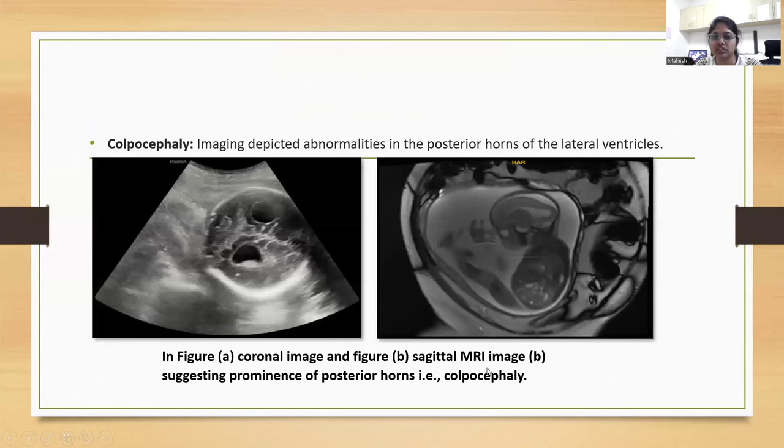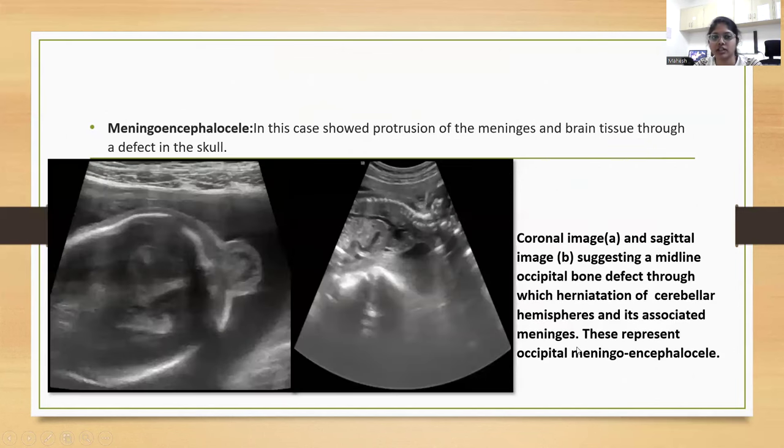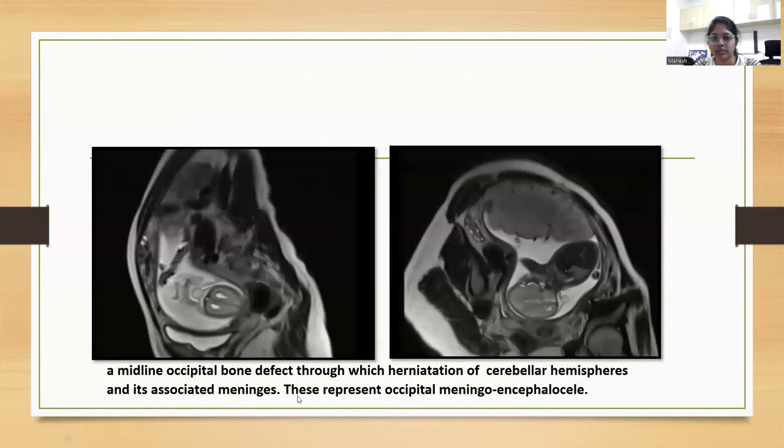Colpocephaly, that means there is a prominence of the posterior horns in this USG image and in this MR image. In this coronal image of USG and the sagittal images of USG, there is a midline occipital bone defect through which there is a herniation of the cerebral hemisphere and its meninges, suggestive of occipital meningoencephalocele. Now this MR image suggests there is a midline defect in the occipital bone through which there is a herniation of the cerebral hemisphere along with the meninges.